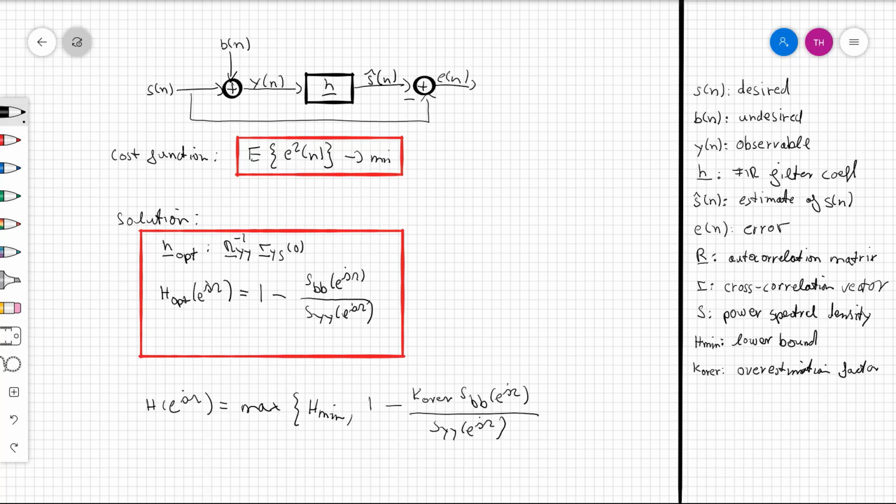And this K over, this overestimation factor puts an additional gain on our noise estimate. And we have to use some of these modifications because in real applications, we are forced to work with estimates also of our power spectral densities. And you will get more information on these modifications in the course of this exercise.